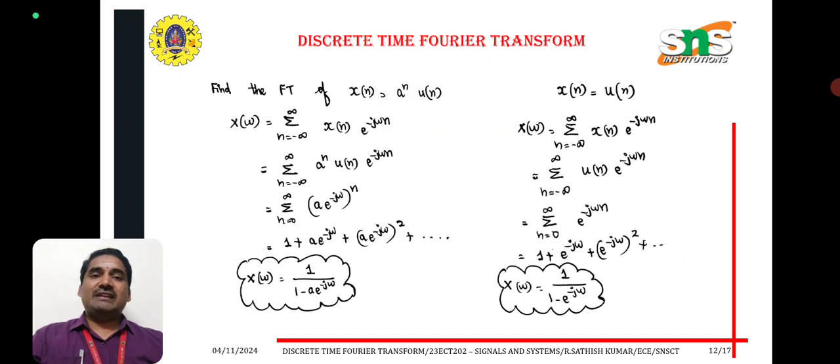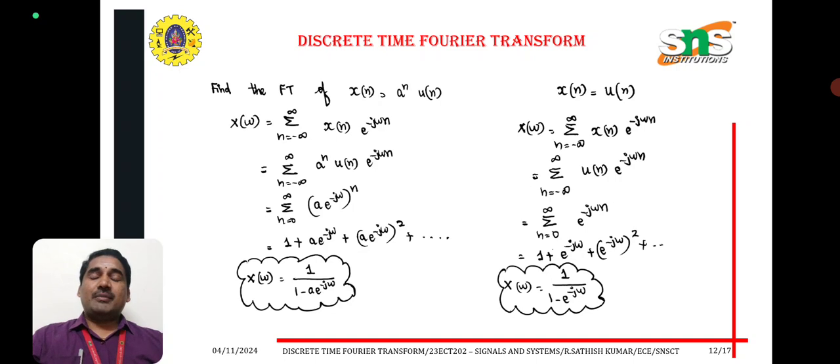Next one, find the discrete time Fourier transform of x of n is equal to a power n into u of n. X of omega is equal to summation n is equal to minus infinity to plus infinity x of n into e power minus j omega n. For a power n into u of n, we can take the n terms as common.